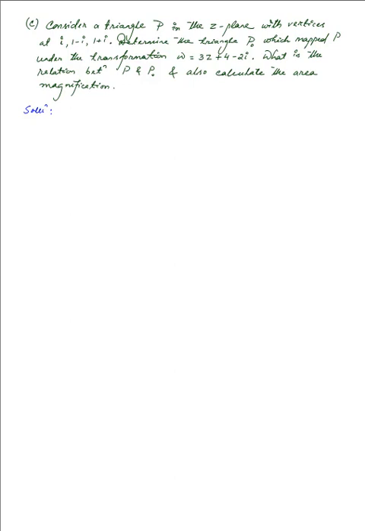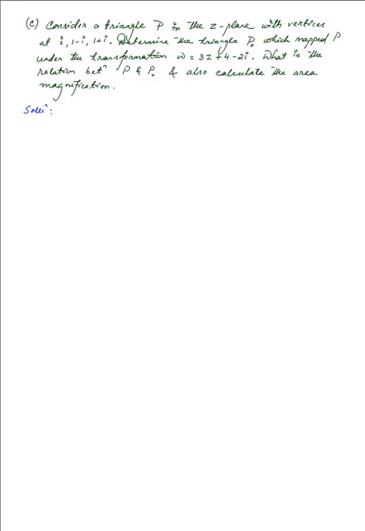So this is about conformal transformation, conformal mapping. The transformation is given by the equation W is equal to 3z plus 4 minus 2i. Also, we have to find the relation between P and P naught and calculate the area magnification. So this is about conformal mapping.